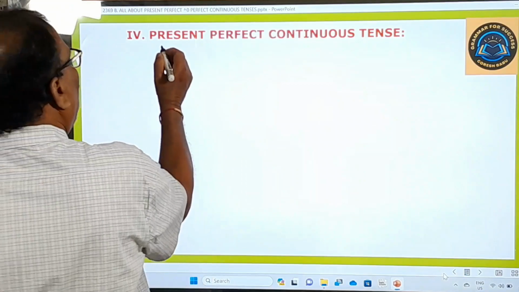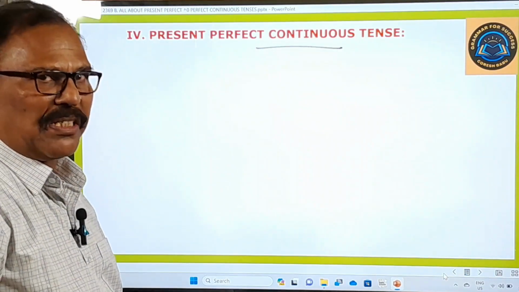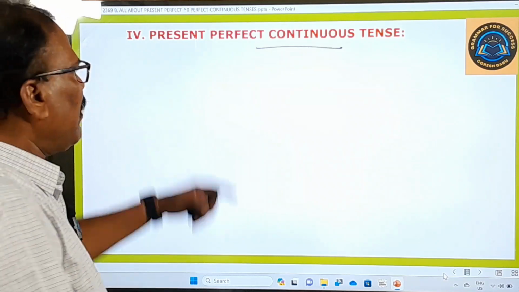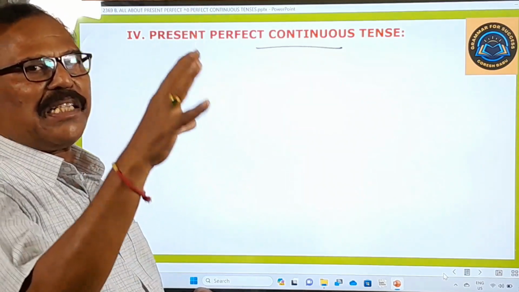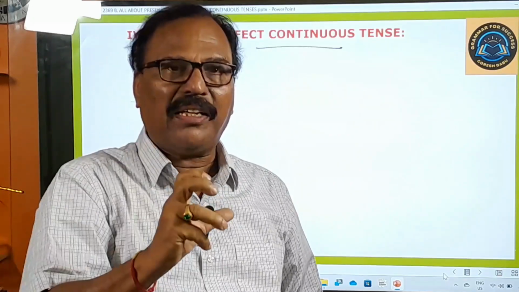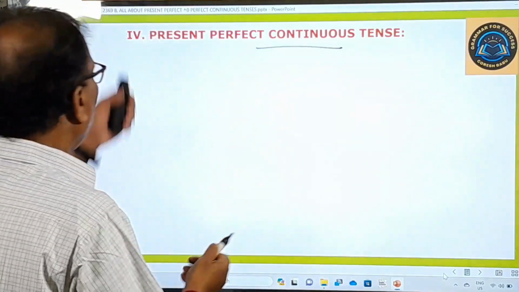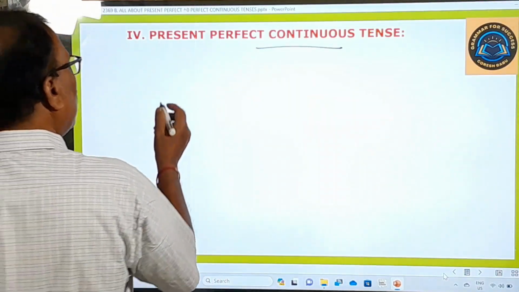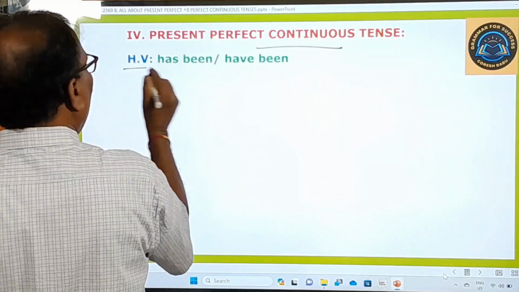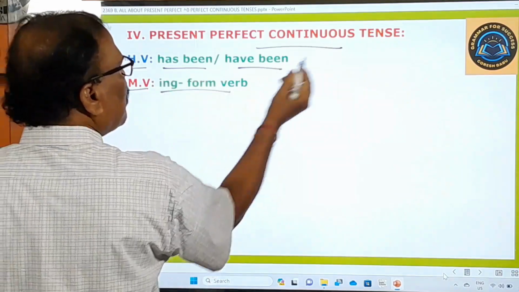Right. And now we are going to learn about present perfect continuous tense. It is also a very, very important subtense under present tense. With this, the present tense will come to an end. And after learning these subtenses, simple present, present continuous, present perfect, present perfect continuous, you will think that we have learnt all about present tense. Right. And now present perfect continuous tense. What are its features? You know very well about the features. Helping verbs are have been and has been. Main verb is what? Ing form, because it's a continuous tense.